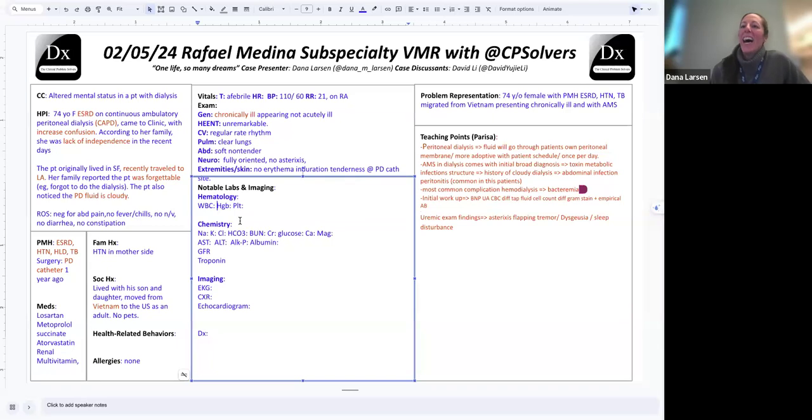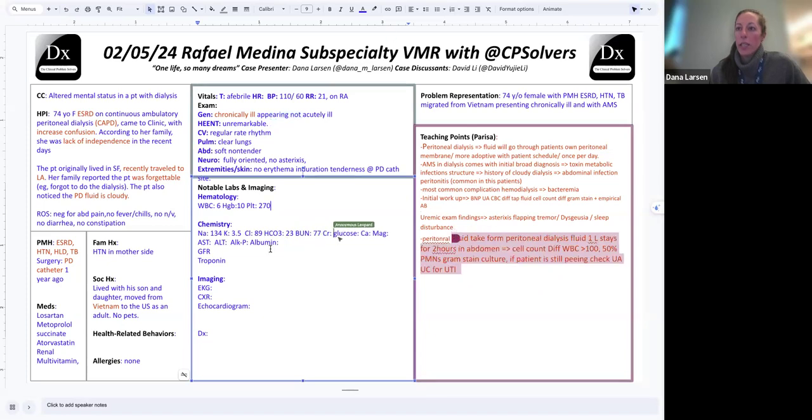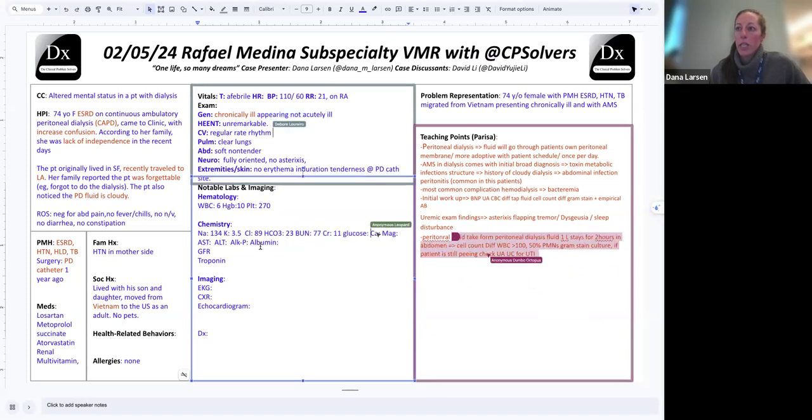Yes, absolutely. So in terms of her labs, her white count was 12. Sorry, I read the wrong number. Her white count is 6. Her hemoglobin is 10, and her platelets are 270. Chemistries: sodium is 134, potassium is 3.5, chloride 89, bicarb 23, BUN 77, creatinine is 11, glucose is 120.